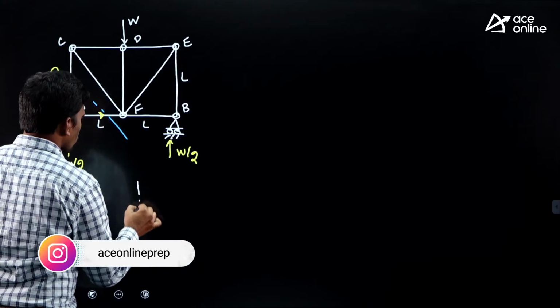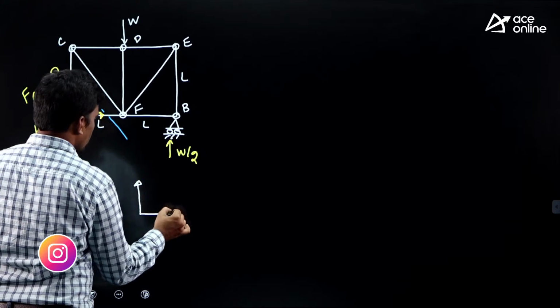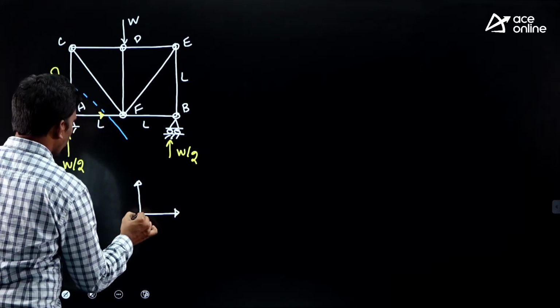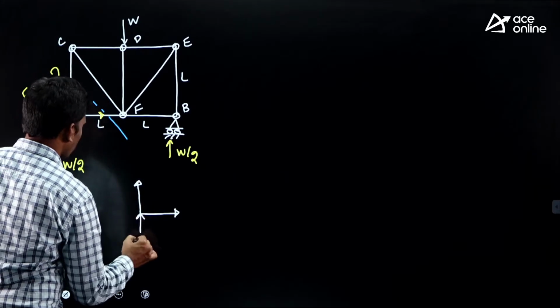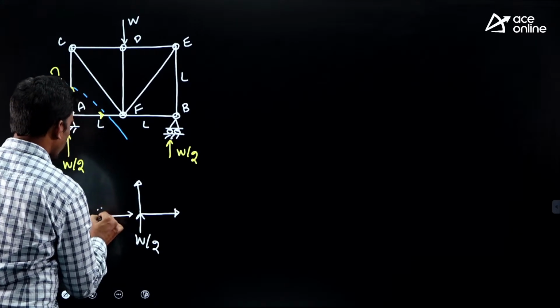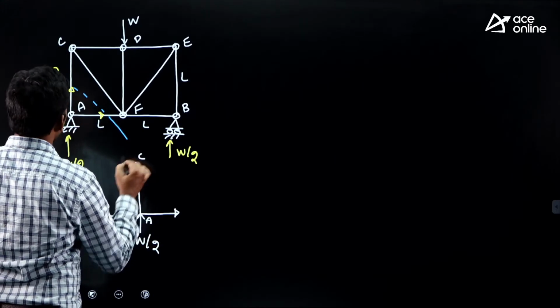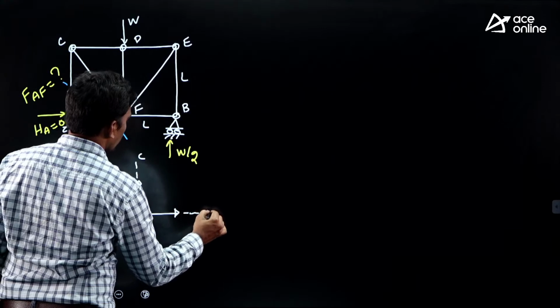But students, there is no need to draw a free body diagram in the examination, it is a waste of time. I'm drawing free body diagrams here just for your clarity, that's it. Here it is W by 2, and the horizontal reaction we got is 0. Then this is C and this is F.